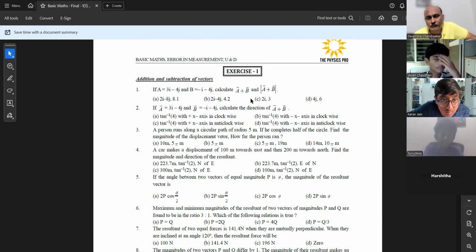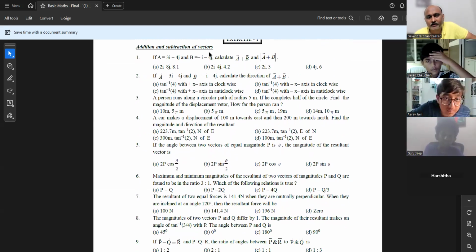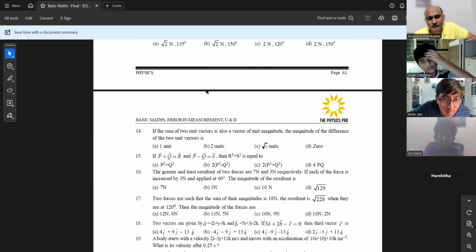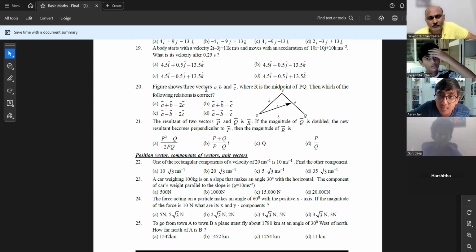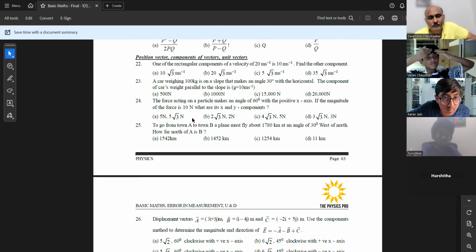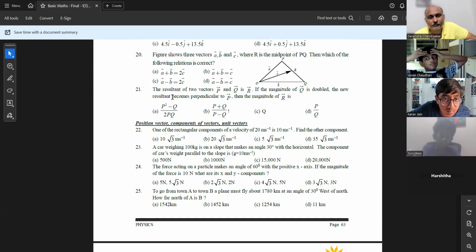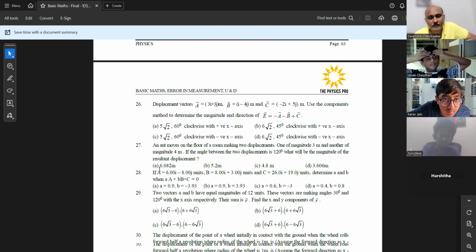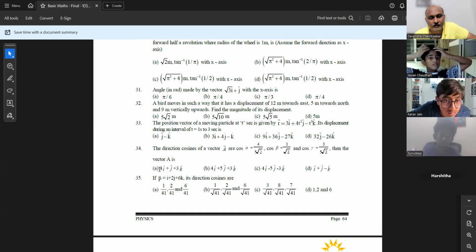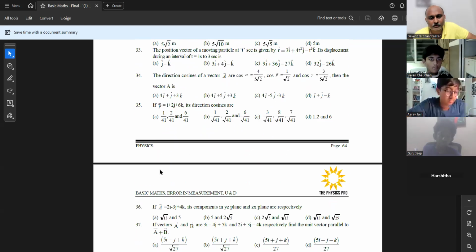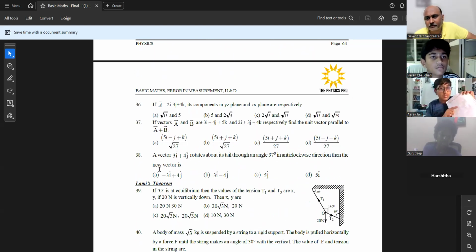Exercise 1, addition and subtraction of vectors, right? Yeah, the entire thing. Exercise 1, addition, subtraction and position vector and components are unit vectors. You have to solve it till question number, we have not done 3-dimensional vectors, right? No. In your extra classes we will do it tomorrow till the 38th question.